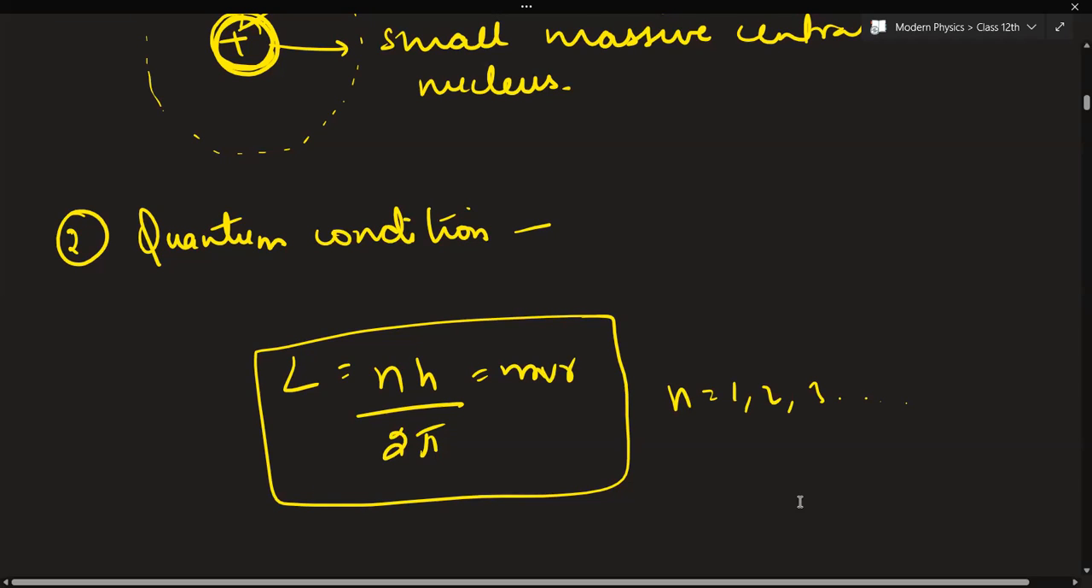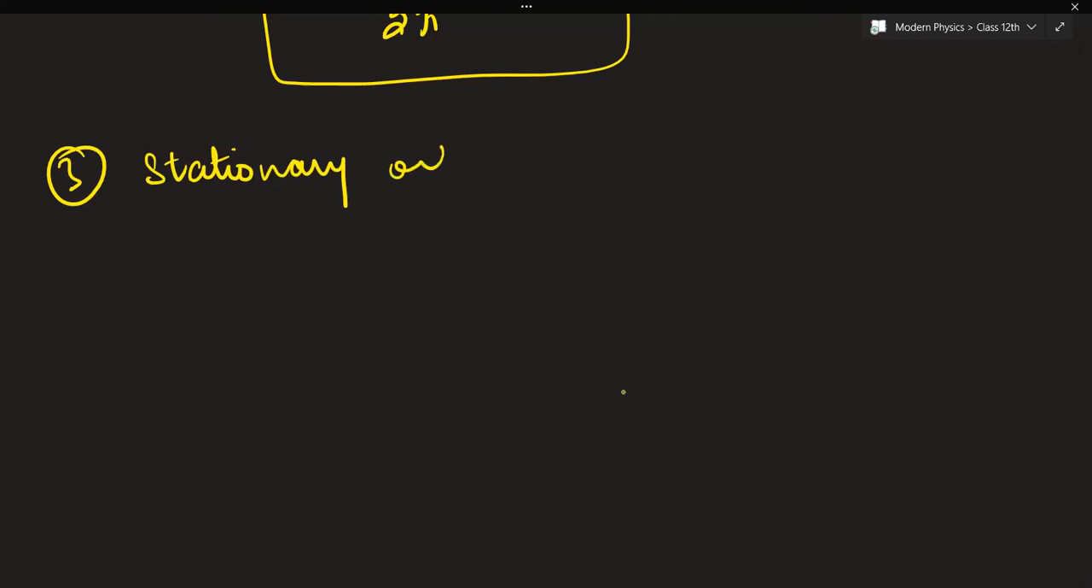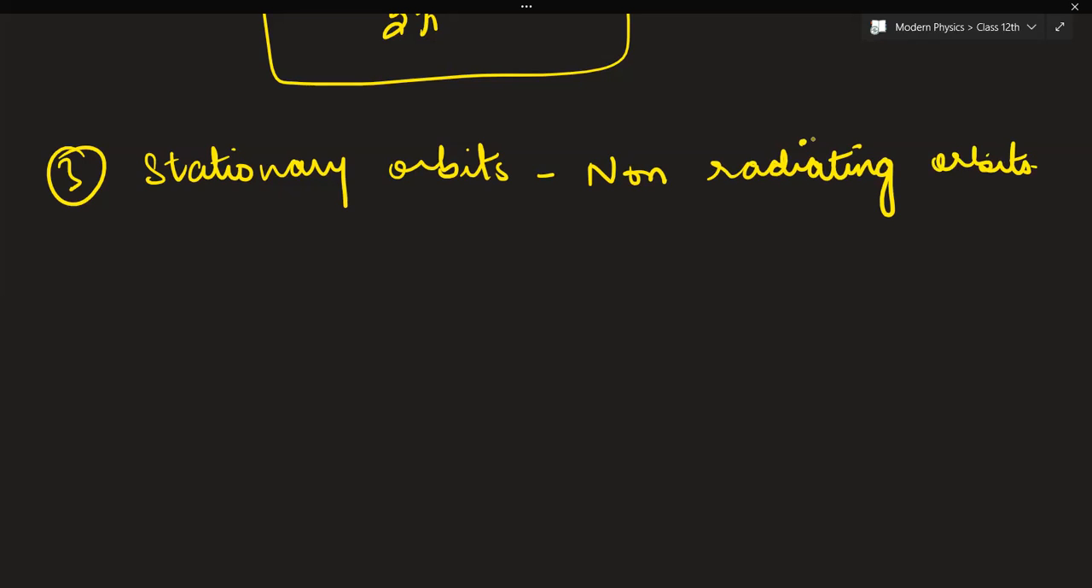So first was the nuclear concept, second was the quantum condition, and the third one is stationary orbits. While revolving in the permissible orbits, it was observed that electrons do not radiate energy. So the non-radiating orbits are known as stationary orbits.